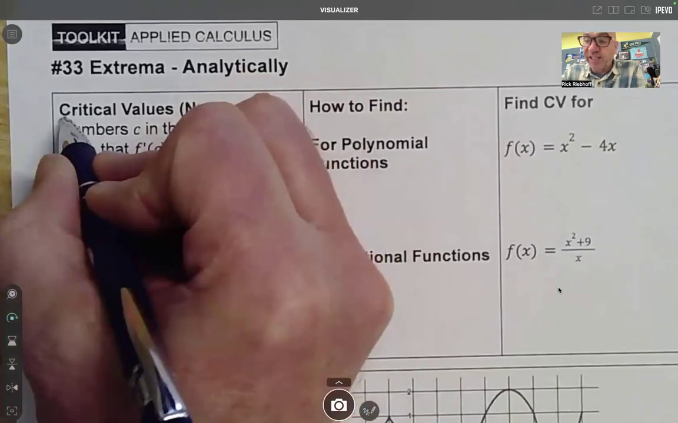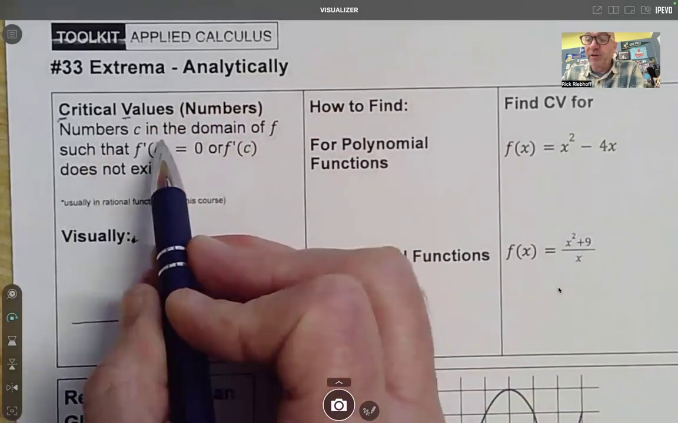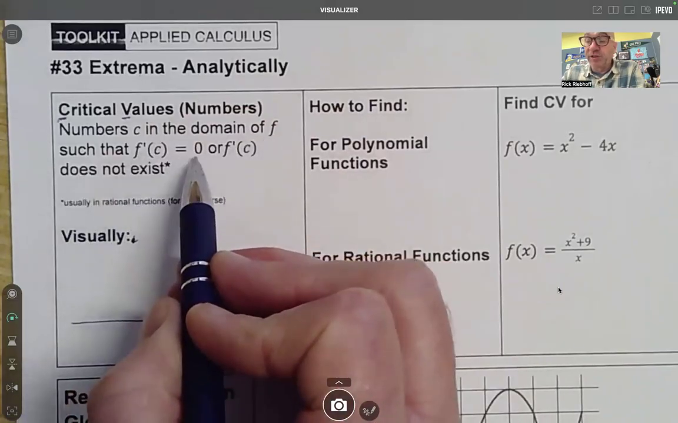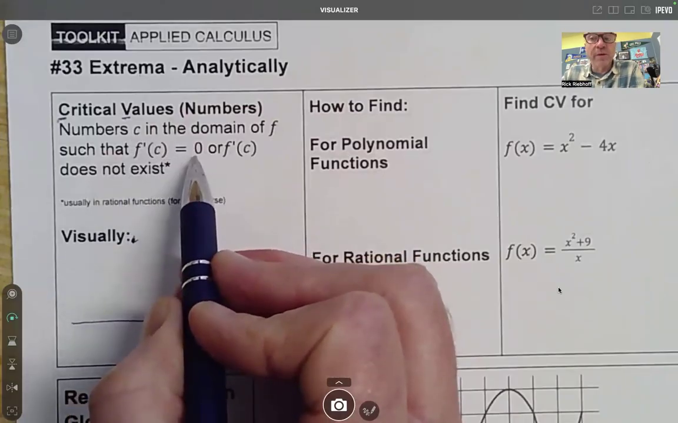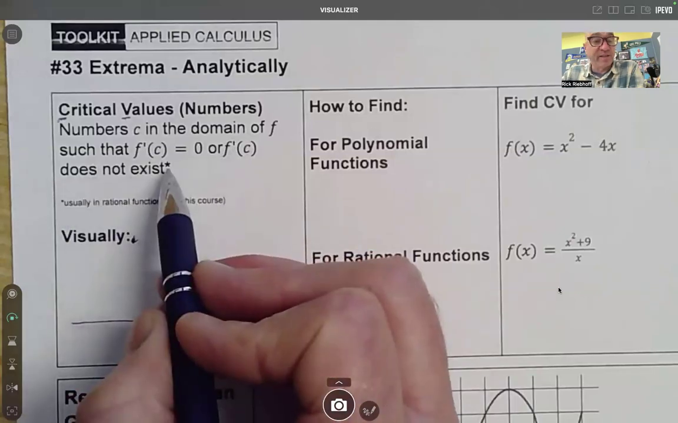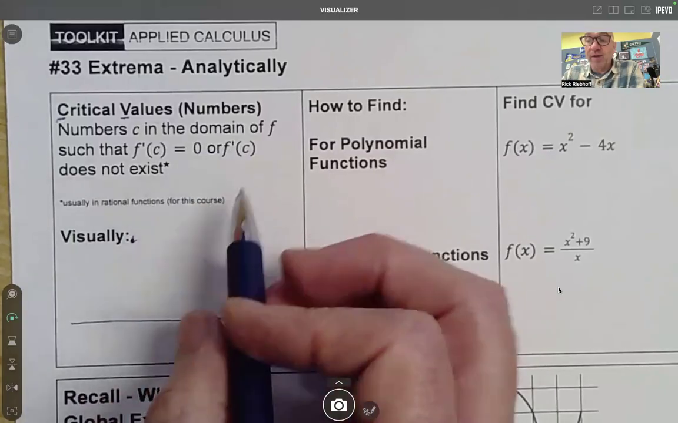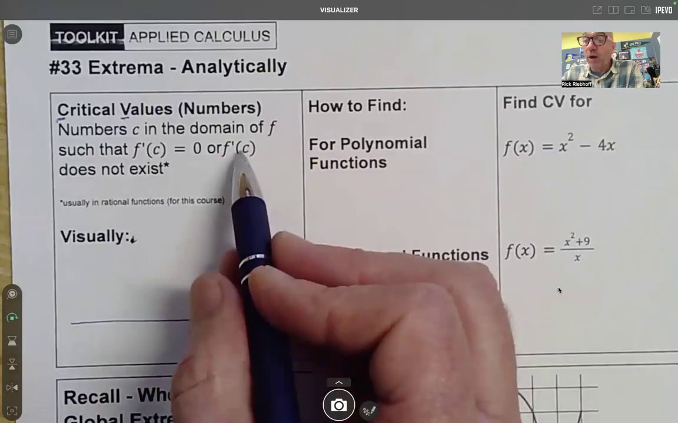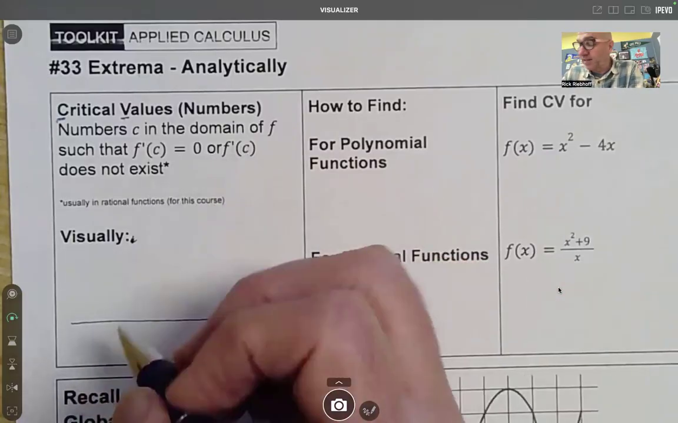So critical values are CVs, okay, are numbers c in the domain of f such that f prime of c is equal to zero. So they're values where the slope is zero or where f prime of c does not exist. Okay. So there are x values where the slope is zero. We've seen those before, or where there is no slope. Okay. So I'm going to give you some examples of these.